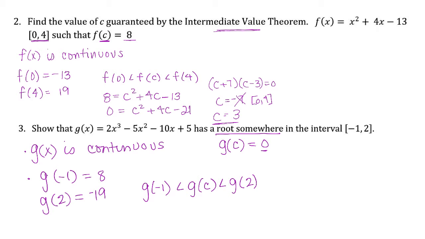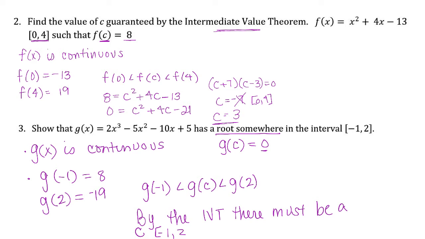So here we have everything stated, and so we can say by the intermediate value theorem, there must be a c value on this interval from -1 to 2 so that g at that c value is 0.